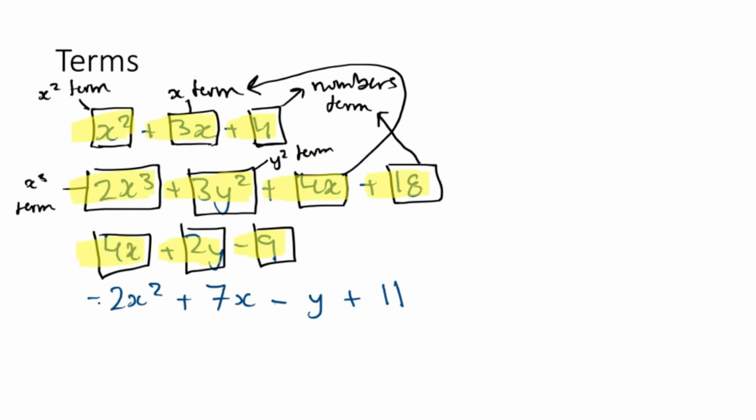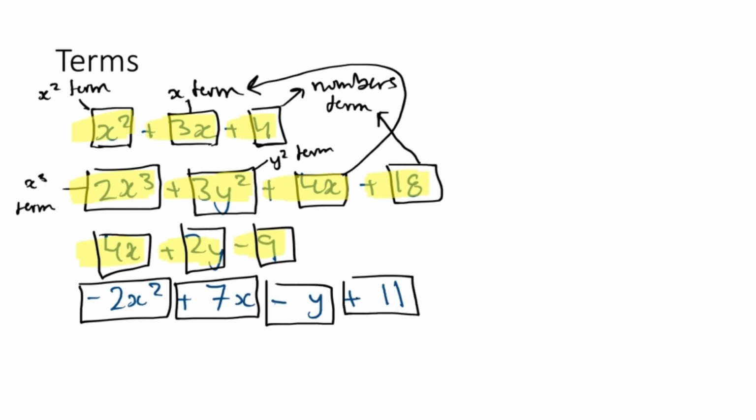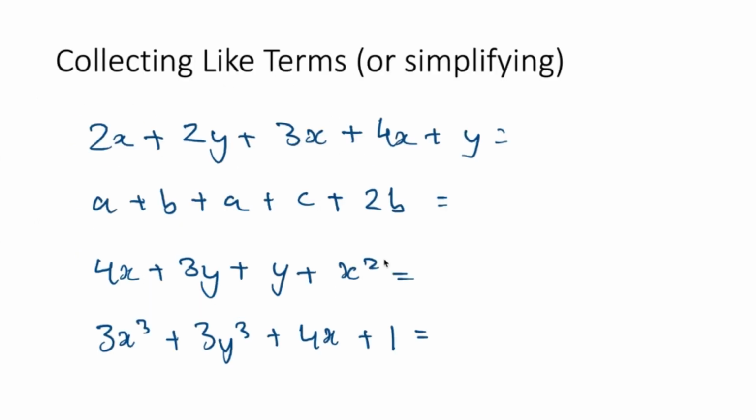So technically this term is x squared with a minus. This one is an x term with a plus. This is a y term with a minus, and this is a numbers term with the plus. Now this is important because in the next slide we're going to be collecting like terms or simplifying, same thing. So what this means is you have to collect the similar terms and add them together, or subtract them, or times them together to simplify.